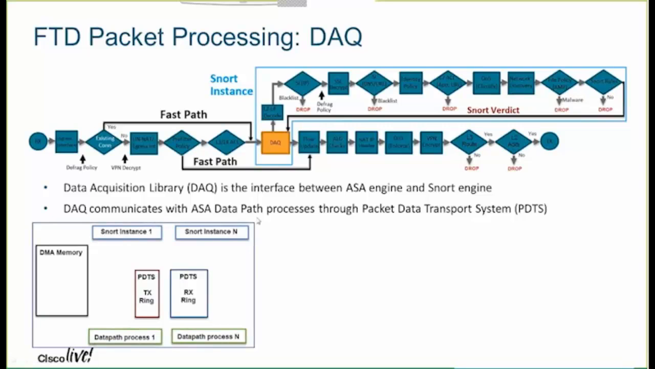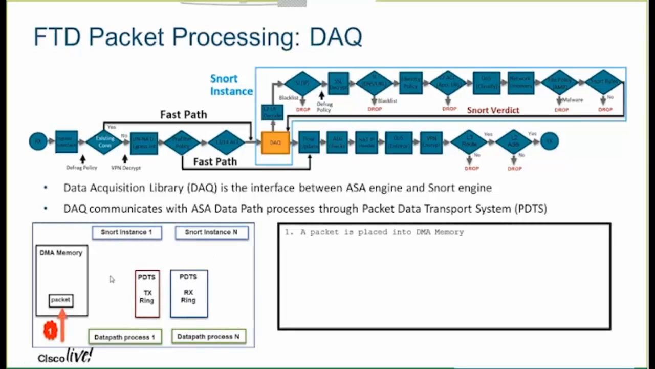So the DAC will be communicating with the data path processes, and then through a separate channel called Packet Data Transport System, called a PDTS. What basically happens here in packet processing is first the packet comes in and we place the packet in something called a DMA shared memory, and once the data path starts looking into this, the data path processes from the ASA side, we start processing the packet here.